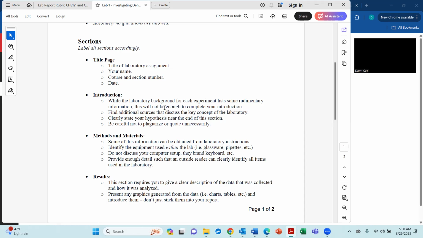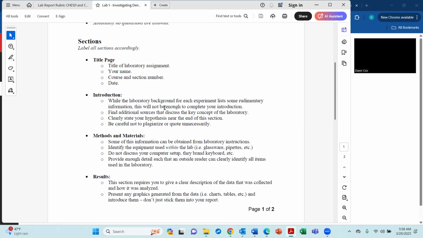Let's say that you are identifying some substances using density, like you do in lab 1. A good hypothesis would be, if I find the densities of my unknowns and compare their densities to the known values, I can identify my unknowns. All right. That states the goal of the lab. It tells basically how you're going to achieve that goal, comparing densities. That is an excellent hypothesis, and you would get full credit for that.